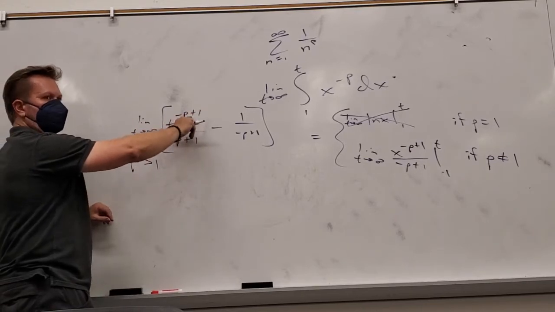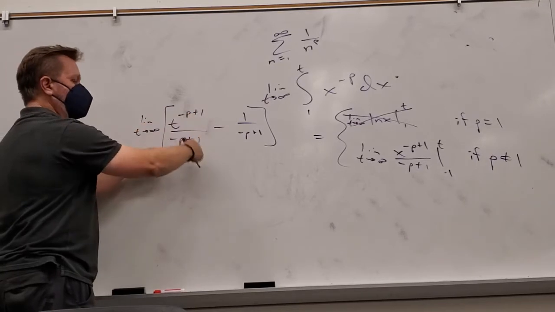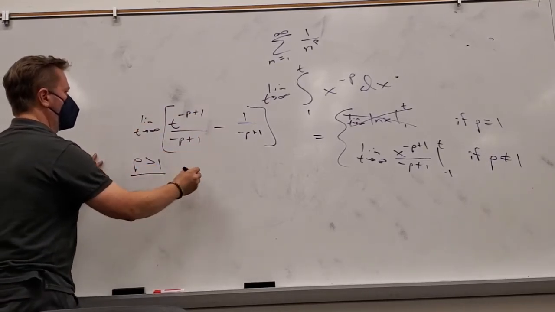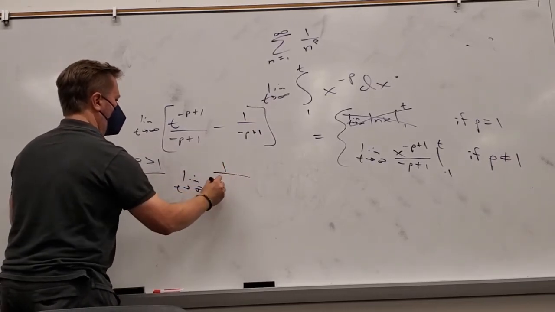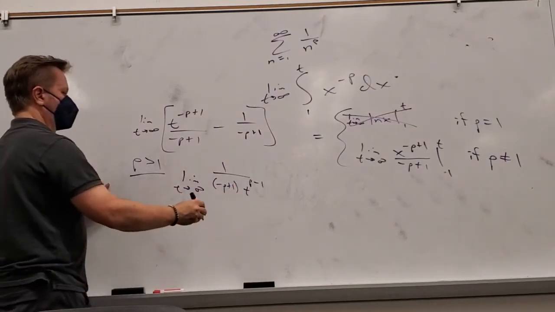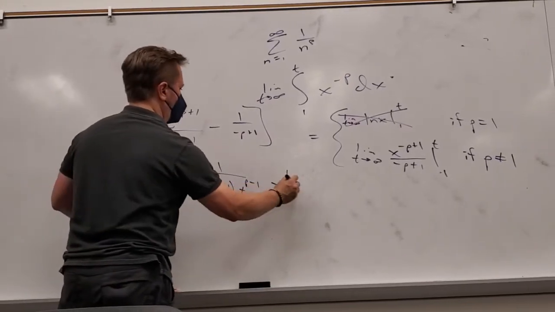This power will then always be negative, yes? Which would make this go down. So if p is greater than 1, this becomes 1 over negative p plus 1, t to the p minus 1, and this would go to 0, correct? And minus 1 over negative p plus 1.